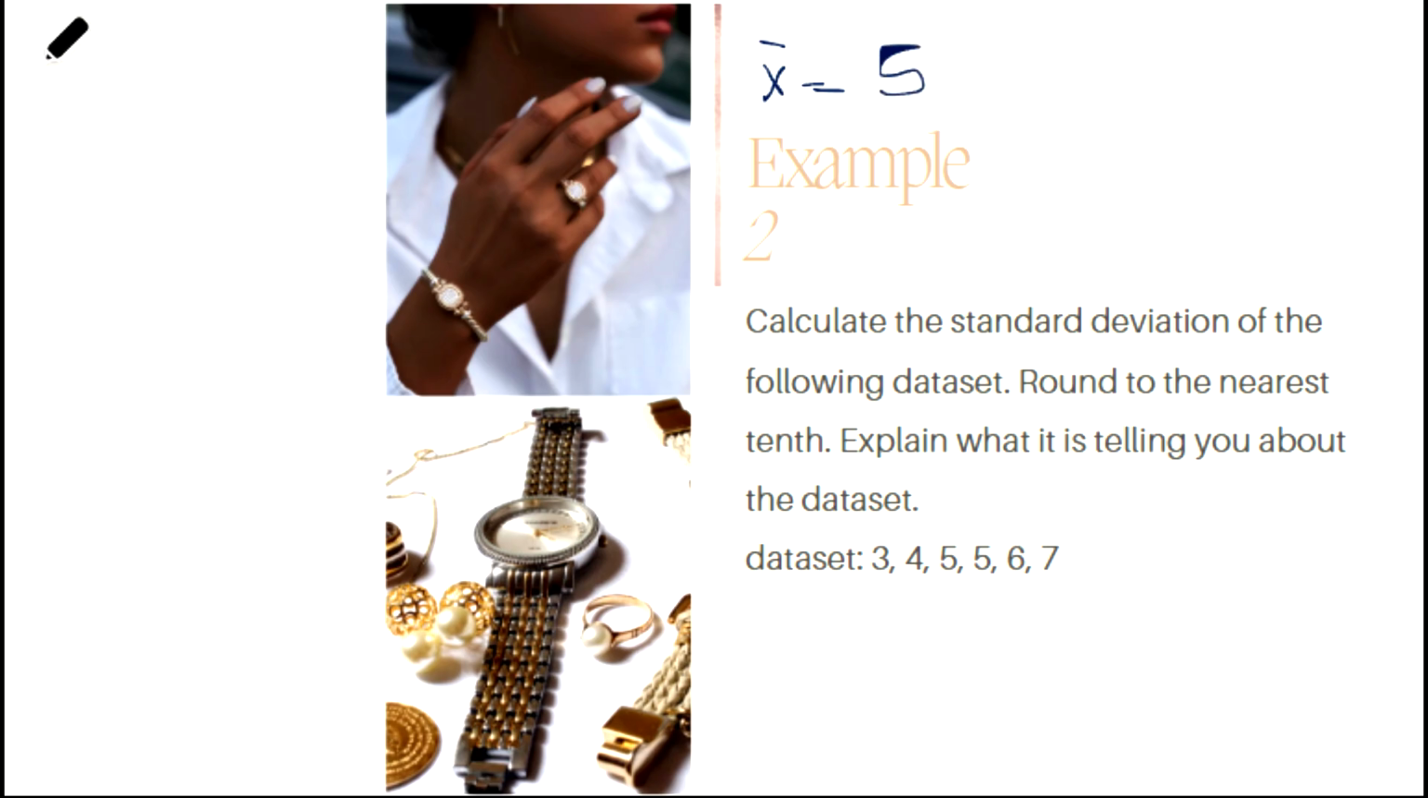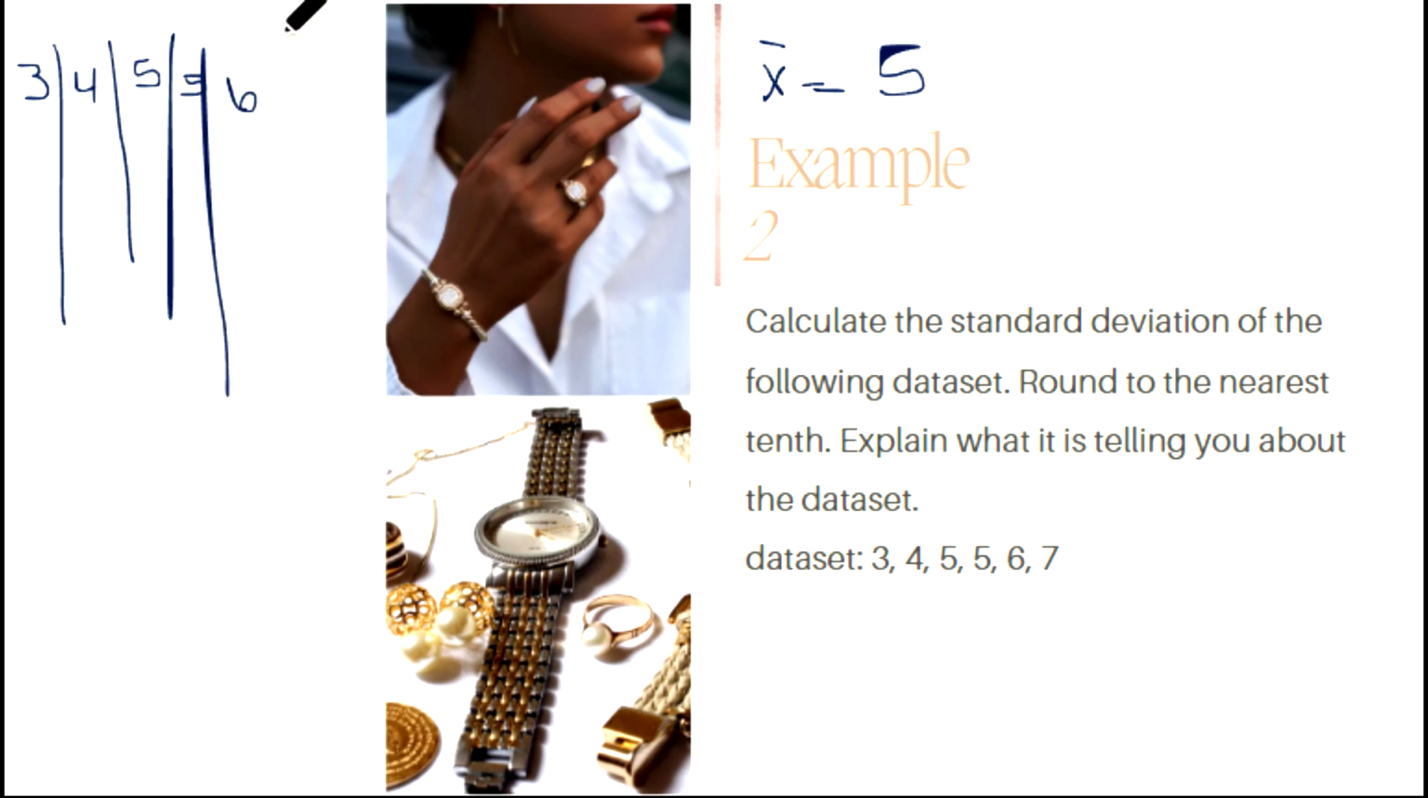If we make our little chart, we have 3, 4, 5, 5, 6, 7. I wrote these numbers up here so crooked. Okay, so 3 minus 5 is negative 2.